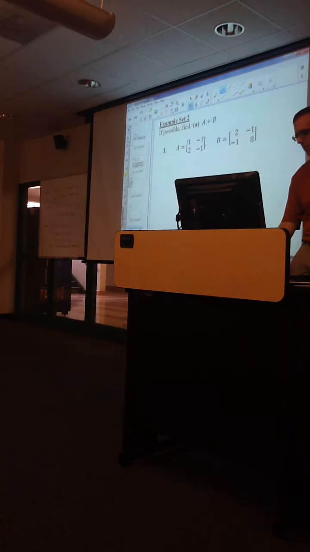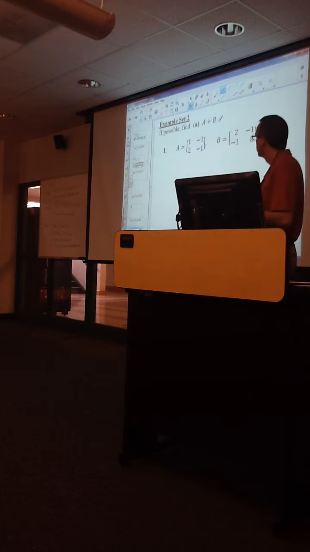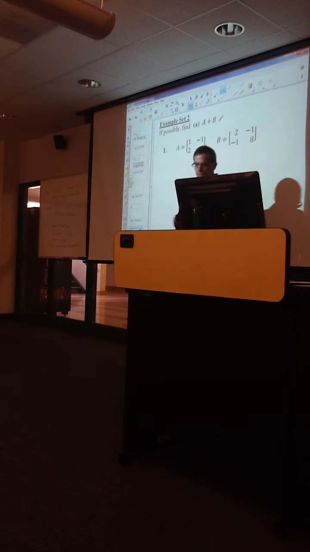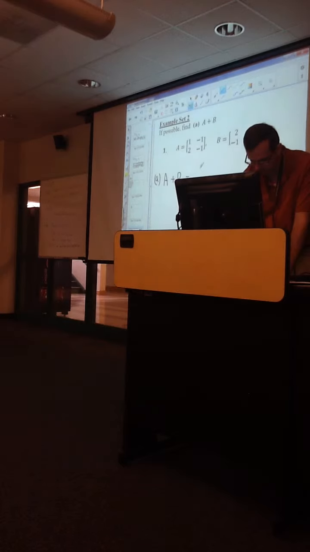It says, if possible, find, and I know that there's several parts to this problem, so we're just going to do one part at a time. In part A, they want me to find A plus B. So they want me to take matrix A and add it to matrix B. So let's do that. Part A would look like this. If I want to find matrix A plus matrix B, it would be this. Make the replacement. 1, negative 1, 2, negative 1, plus 2.